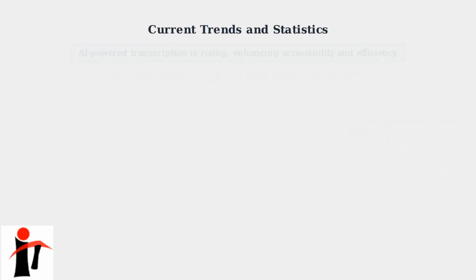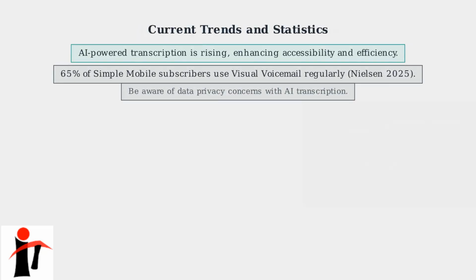A major trend is the growth of AI-powered voicemail transcription, which improves accessibility. According to Nielsen's 2025 report, 65% of Simple Mobile subscribers regularly use visual voicemail. However, consider data privacy implications of AI features.